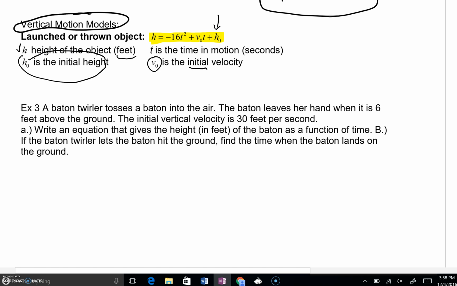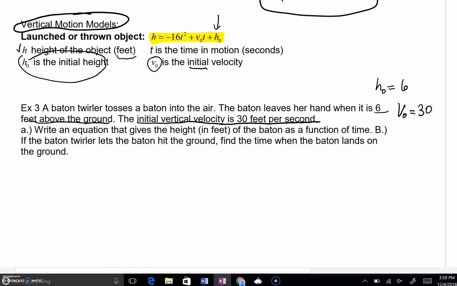So what's going to happen is you will be told some pieces of information, and you're going to be able to write out an equation that will describe the height of the object for any given time. Let's read example 3. A baton twirler tosses a baton into the air. The baton leaves her hand when it is 6 feet above the ground. Now that is a beginning height. When you think about feet, you usually think about that in terms of height. So the beginning height is 6. The initial or the beginning vertical velocity is 30 feet per second. So v naught is going to be 30.